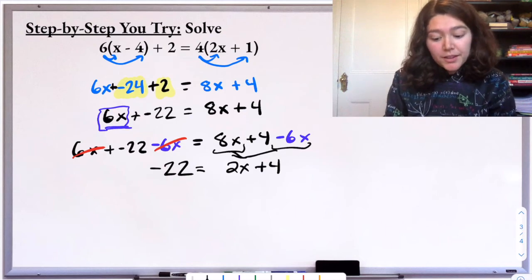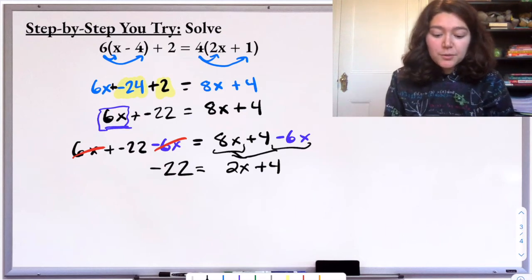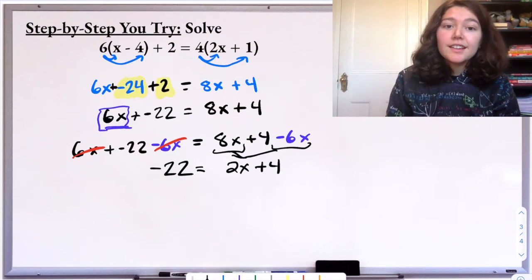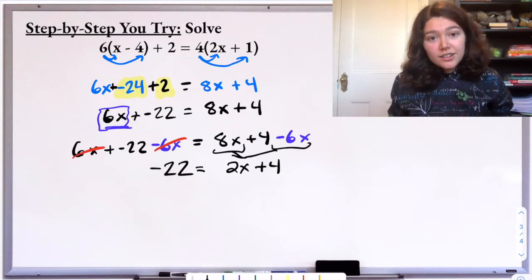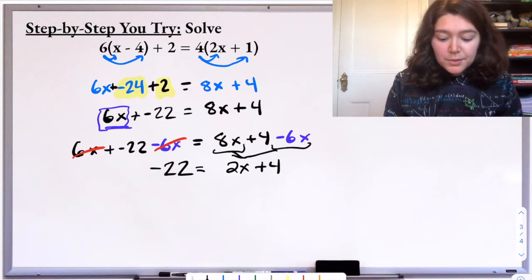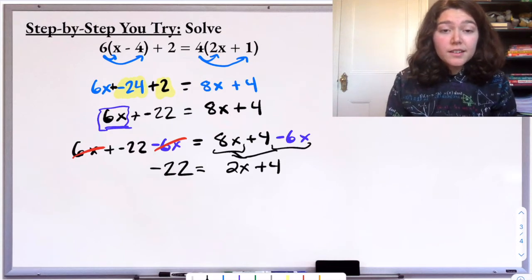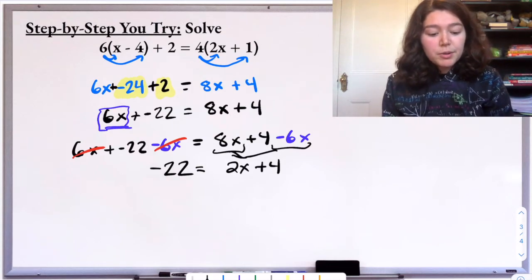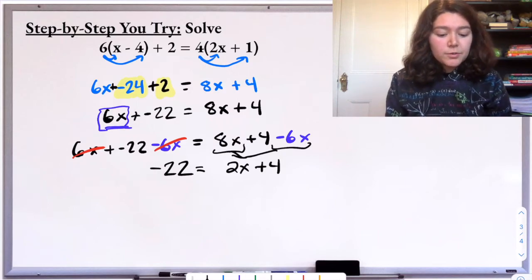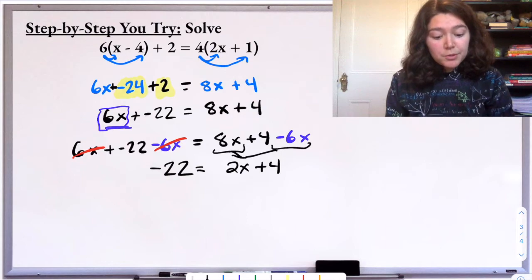So to get rid of a positive 6x, we need to subtract 6x from both sides, because then we'll have 6x minus 6x. 6x minus 6x is 0x, which is just 0, so that goes away. And on the left-hand side, we get negative 22. On the right-hand side, we also have to subtract 6x to keep it balanced. 8x minus 6x is 2x. So then we get 2x plus 4 on the right. Now we're down to a two-step equation.